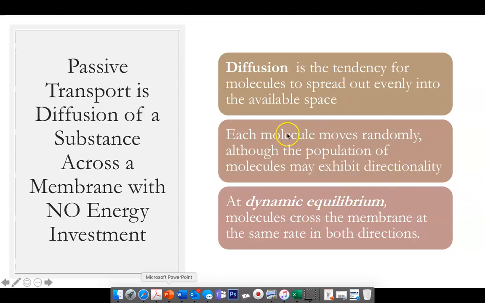Now, the tendency is to try to reach a dynamic equilibrium, where you have about an equal amount on both sides of that membrane. But at dynamic equilibrium, the movement of particles does not stop. It's just that the directionality and the rate are going to be equal. So they're going to move across the membrane in both directions at an equal rate, which keeps the concentration gradient at about an equal state. That is the tendency of cells to try to reach a dynamic equilibrium.